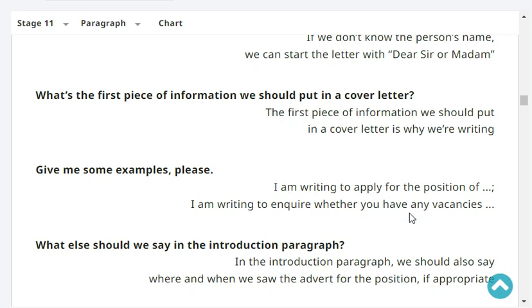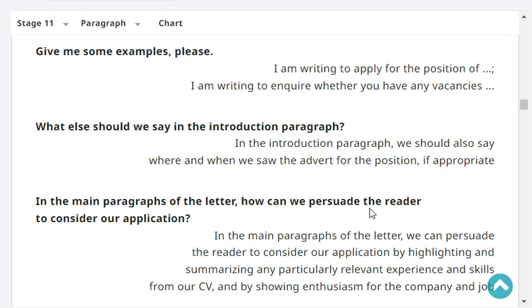Very good. What else should we say in the introduction paragraph? In the introduction paragraph, we should also say where and when we saw the advert for the position, if appropriate. Very good.